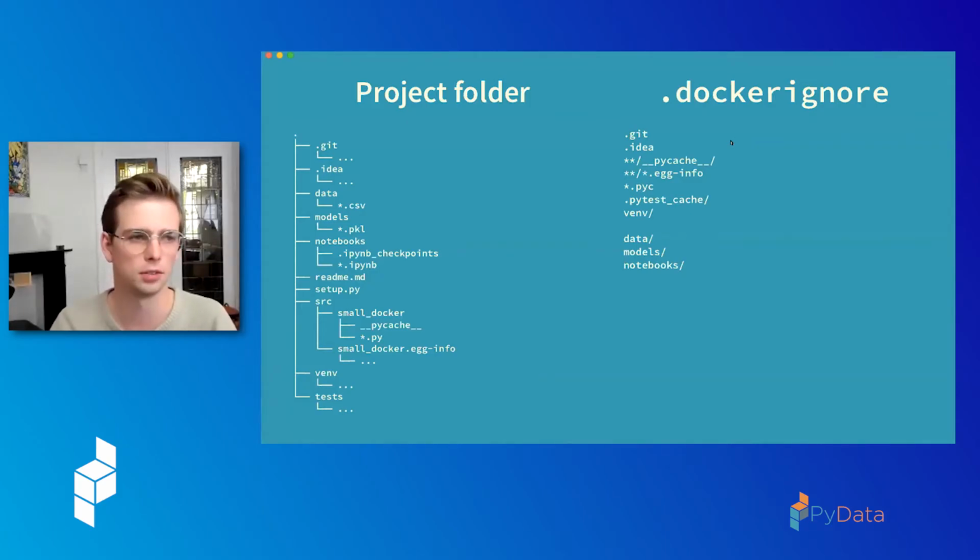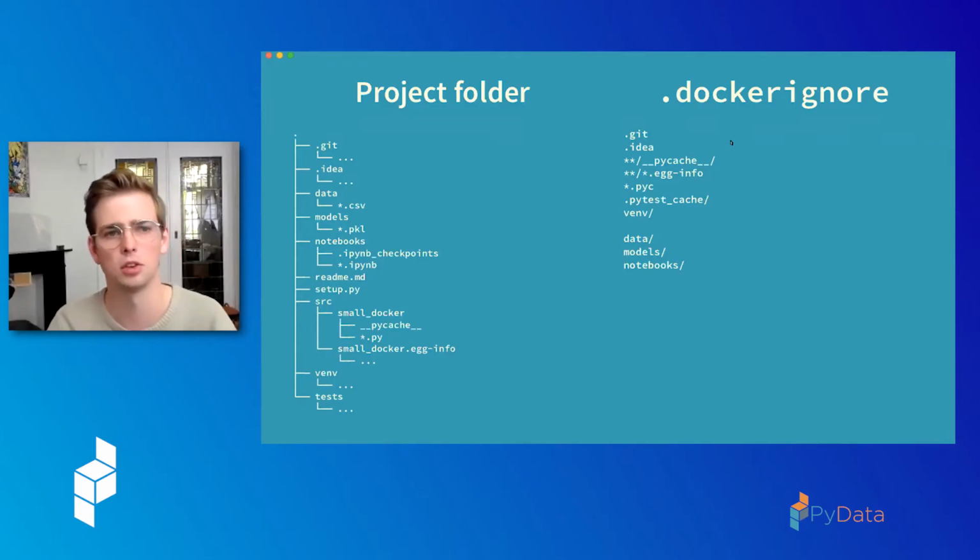So what you see here, for example, the .git folder, we don't need that in our container. We don't need the virtual env in our container. We don't need data, models, notebooks. Maybe we also don't need tests in our container, right? That's a bit of a personal preference, but some people say, no, for production use, I don't need my tests to actually be in there. And that can save some size as well.